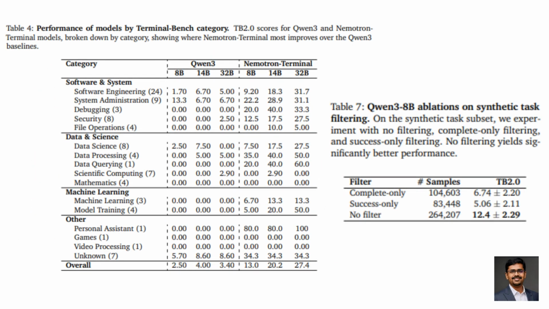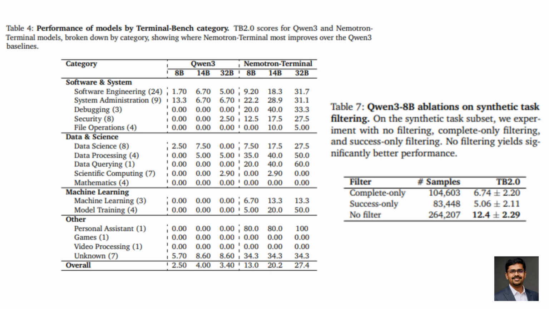Now here's the twist. They don't aggressively filter bad trajectories. In fact, keeping incomplete or even failed runs improves performance. Why? Because models learn from error states and recovery patterns. Strict filtering cut performance nearly in half. That's counterintuitive, but powerful. And the results?